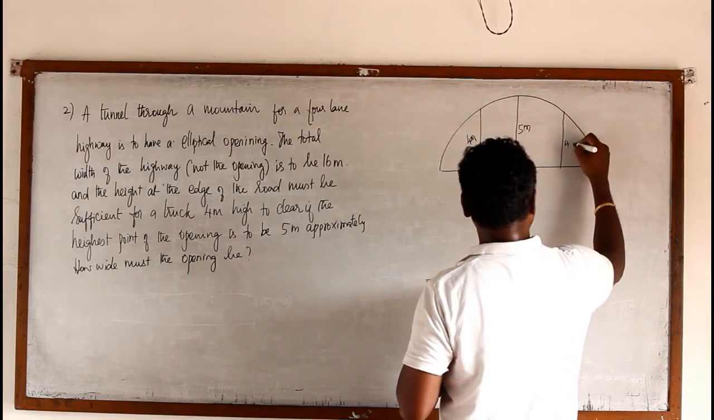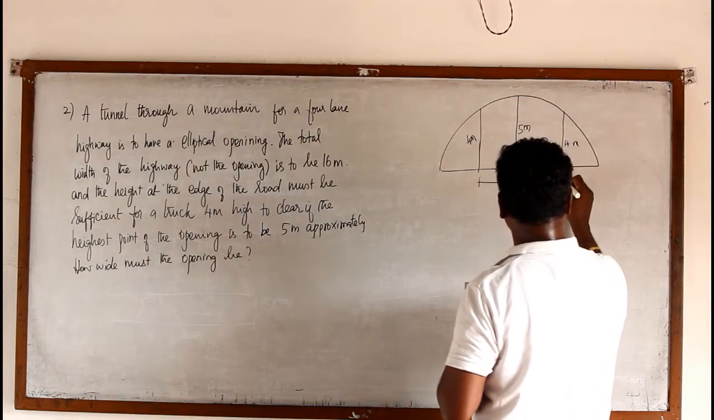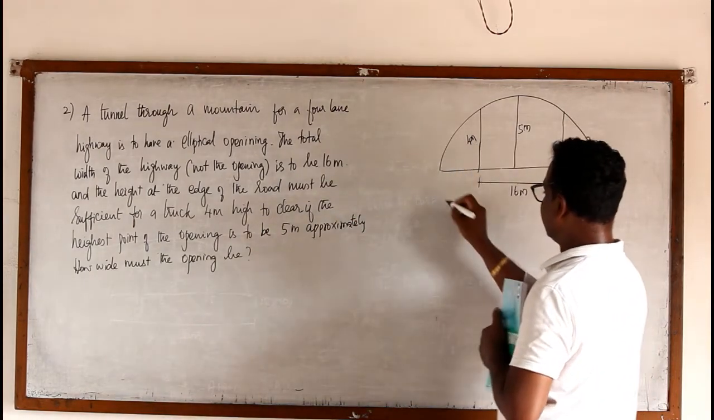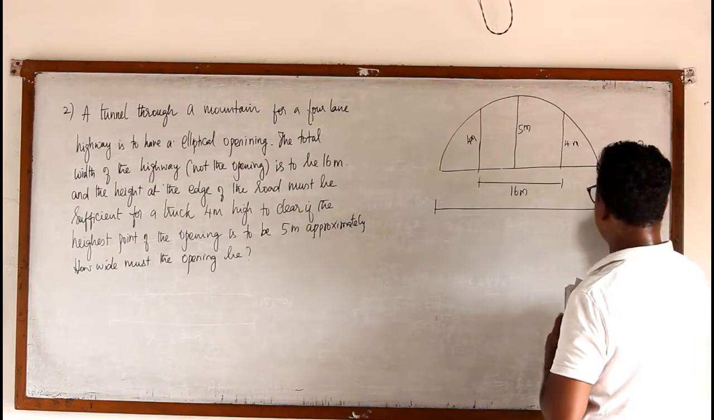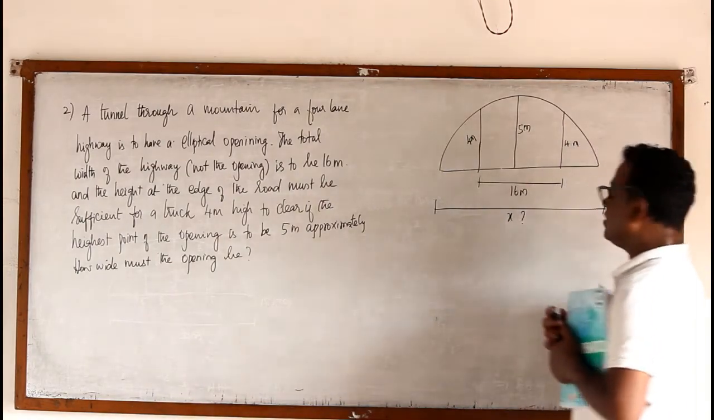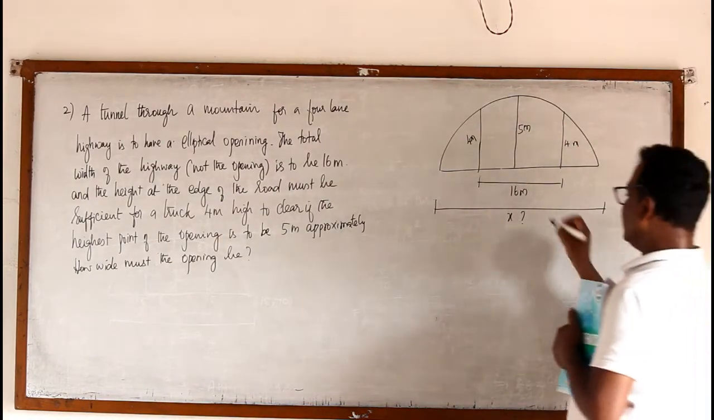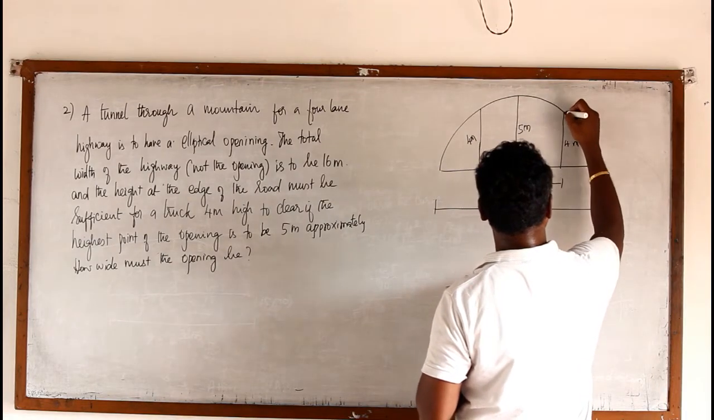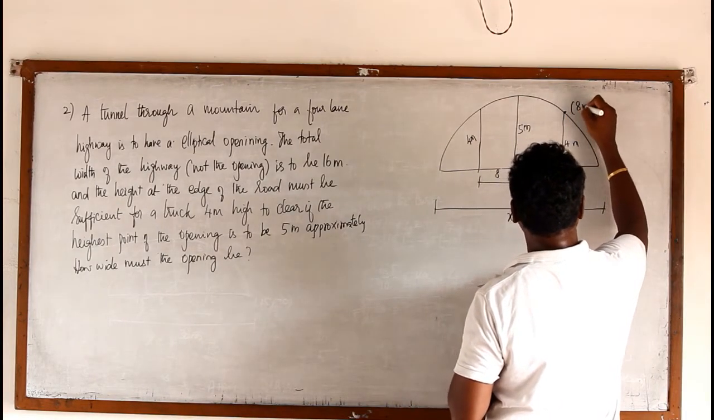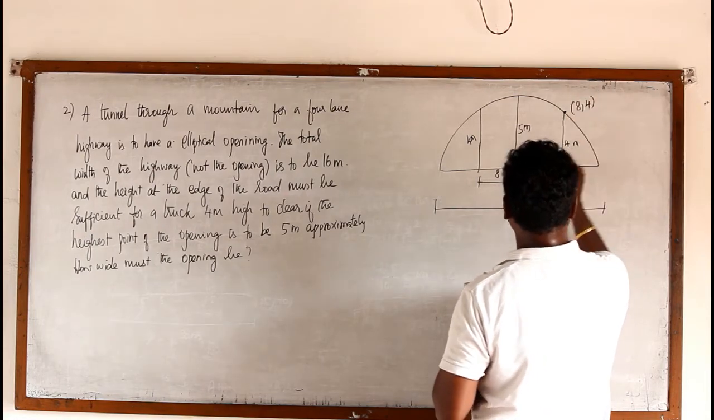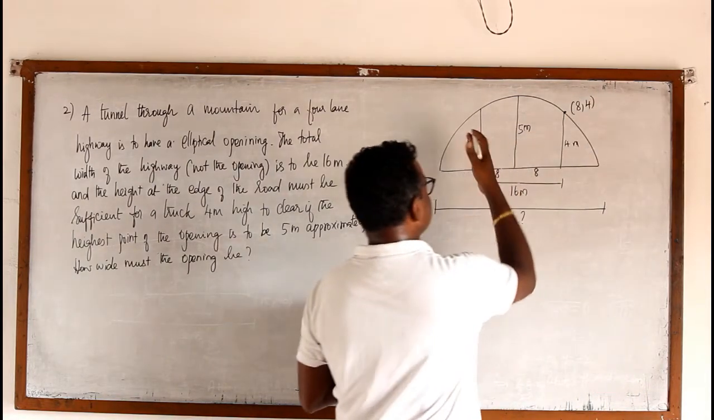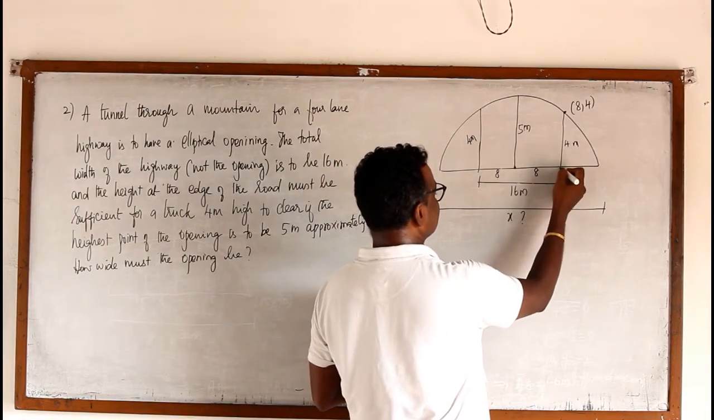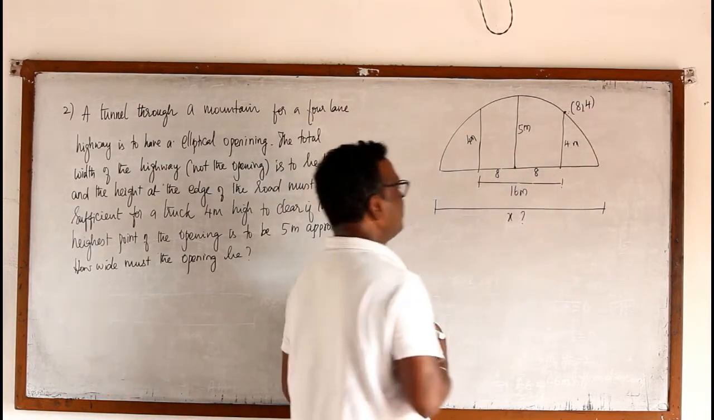So this width is 16 meters, this is what they gave. What is this opening, this length? This is what they are asking. If it is 16 meters, then this will be 8 and this will be 8, so this point I can say is (8, 4). Remember it is not a parabola, it is an ellipse. So if this is the center, this is 8 and this will be 4, so (8, 4).